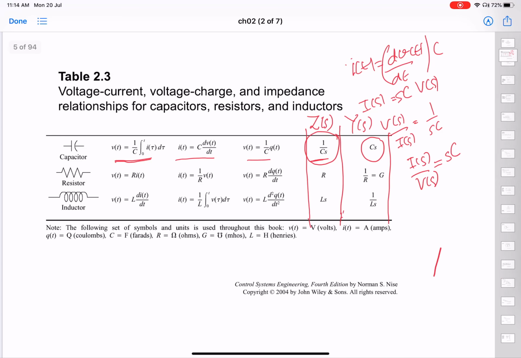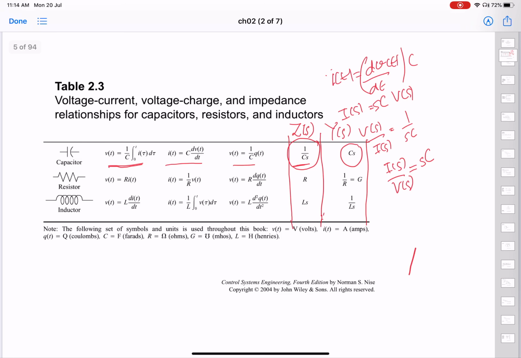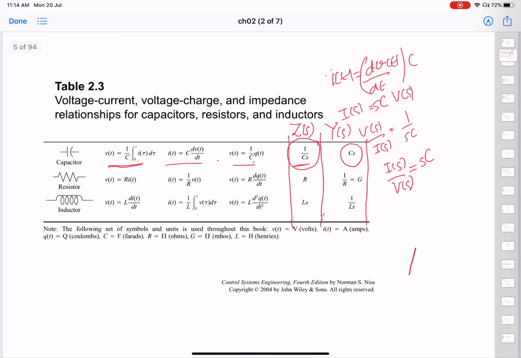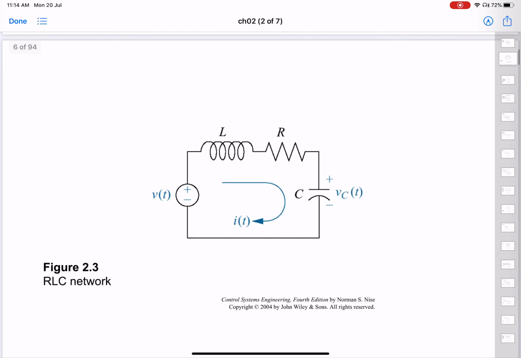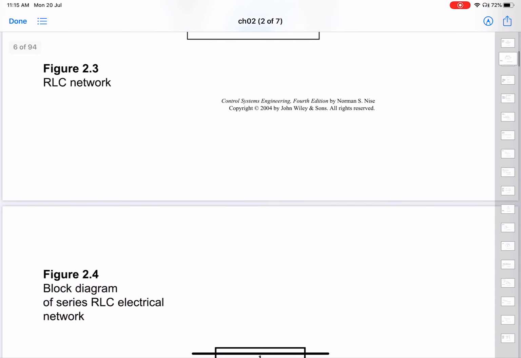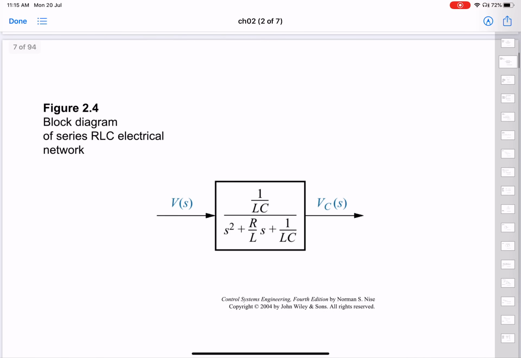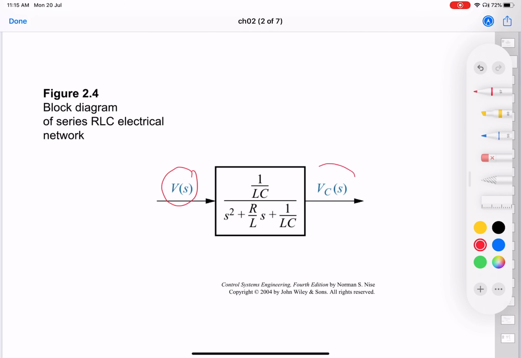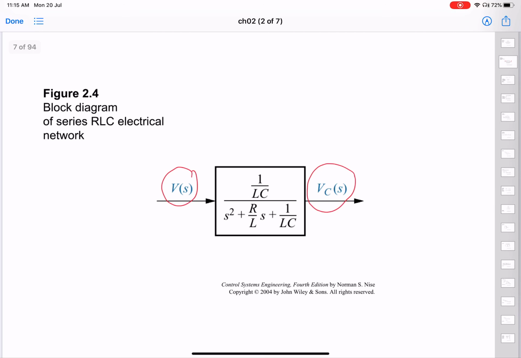So this is also something that you already know to some extent, and it is not difficult because you already know the governing equations, so you can easily write down the Laplace transformation of the governing equation, and then depending upon what is your input or what is your output, you either get the impedance as the transfer function or the admittance as the transfer function. Okay, so this is the RLC network, and this is the equation that we have found out, where the input is the voltage that we apply, and the output is the capacitor voltage that we get.